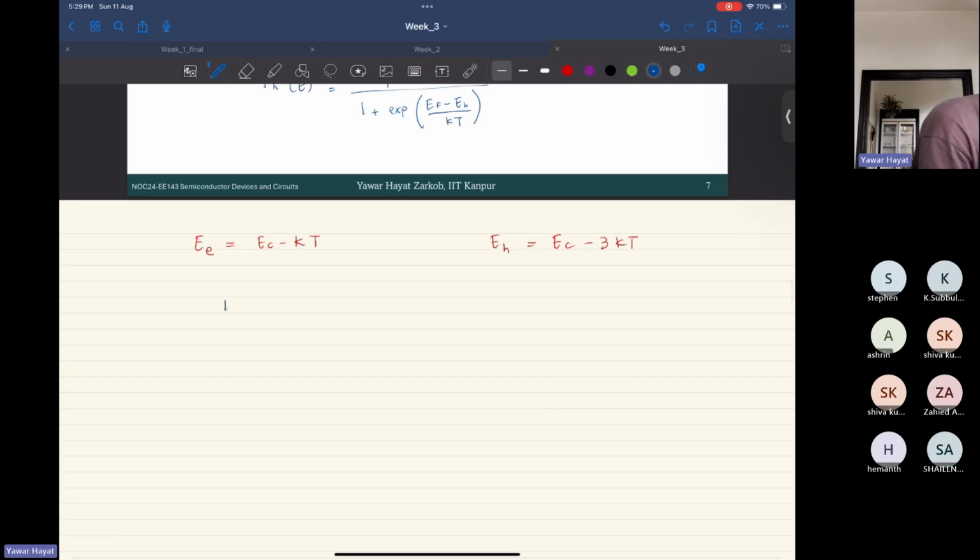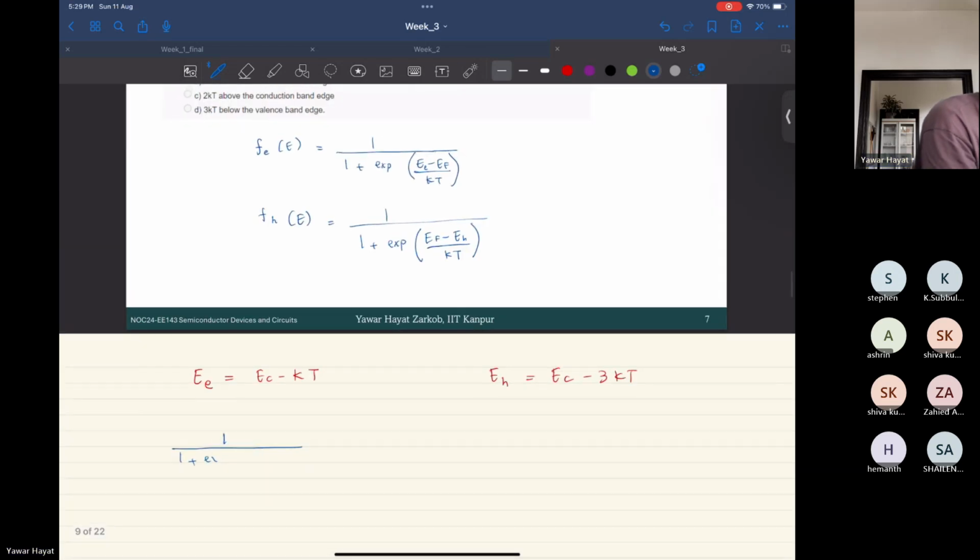So this would be 1 by 1 plus exponential of, instead of EE, we will use this: EC minus KT minus EF by KT. This is equal to 1 by 1 plus exponential of, this time, EF minus EC plus 3KT. You all would agree with this, right?